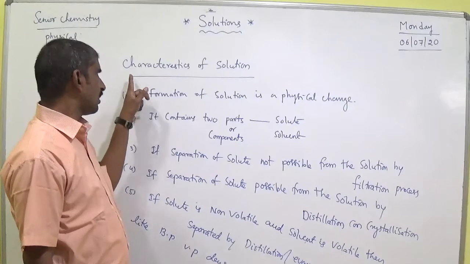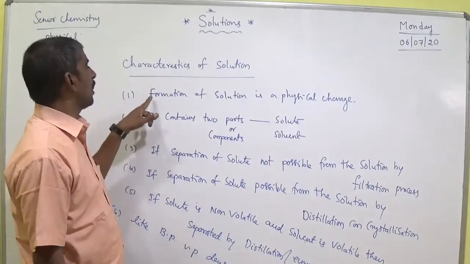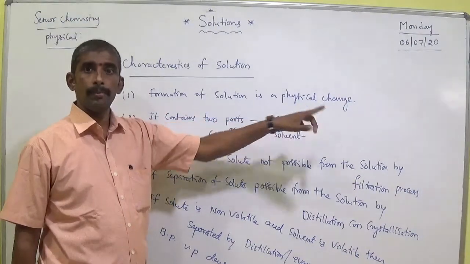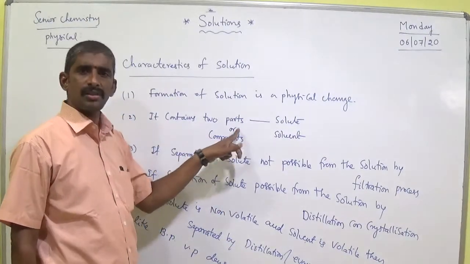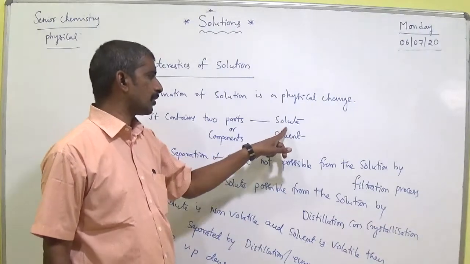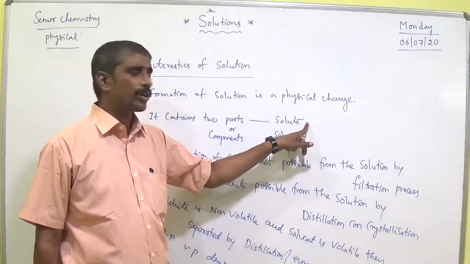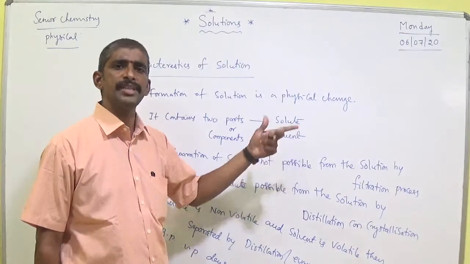Once again, formation of solution is a physical change but not a chemical change. Second point, it contains two parts or two components. We know, first solute and solvent. Solute means lesser quantity, solvent means greater or major quantity.